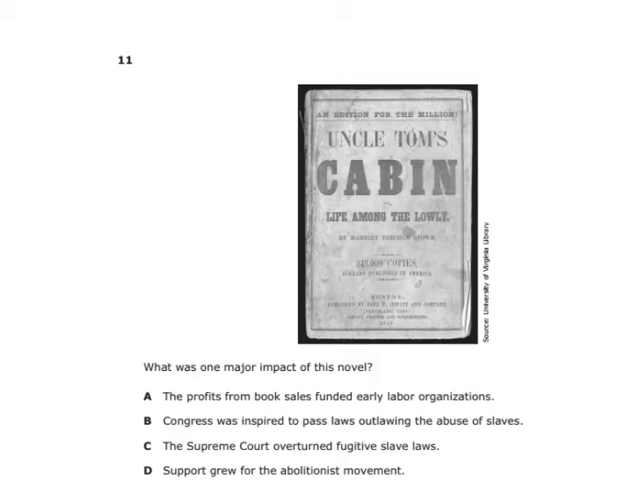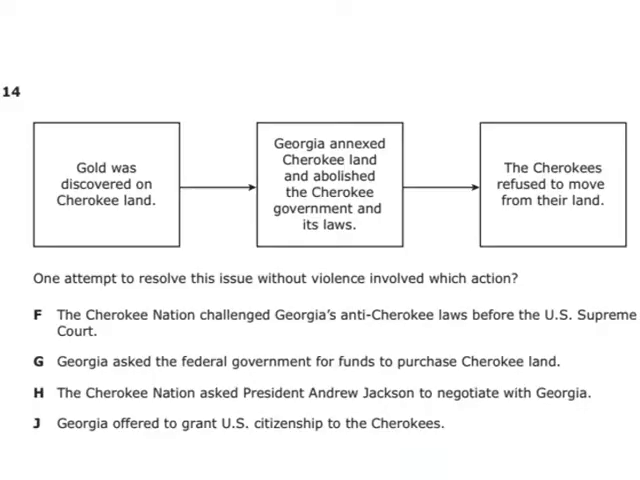Uncle Tom's Cabin, Life Among the Lowly. You can see in the small print below that it says by Harriet Beecher Stowe. What was one major impact of this novel? Support grew for the abolitionist movement. Remember, I told you this book was about a slave, and it was a fictional story, but it told about a lot of the real tragedies of slave life. And a lot of white American Northerners read this book and realized how tragic slavery was, and it convinced them to want to abolish slavery.